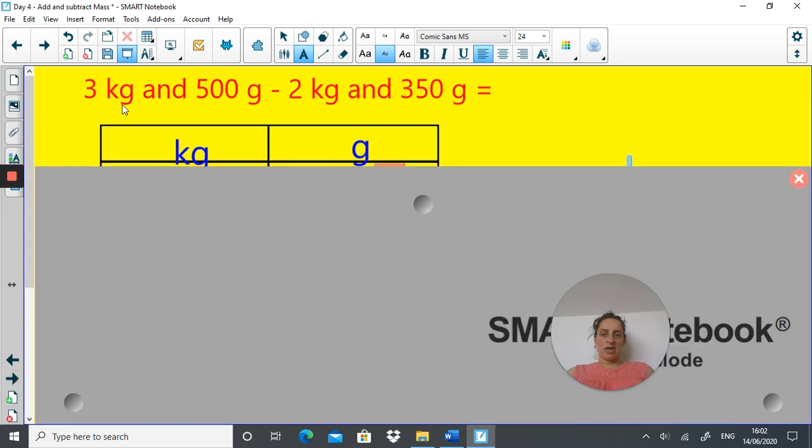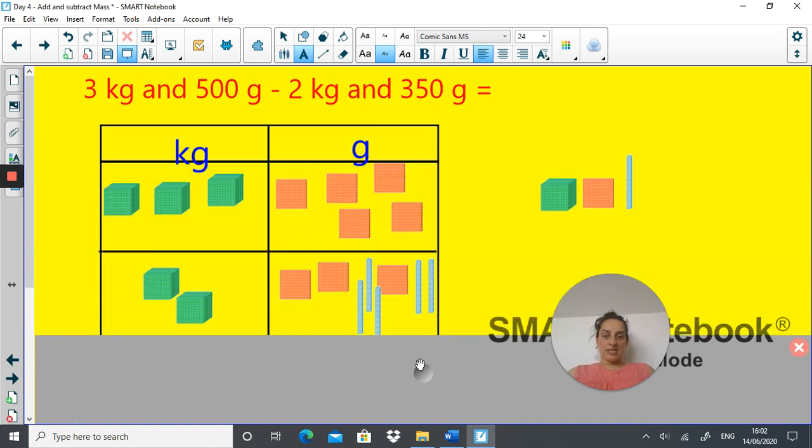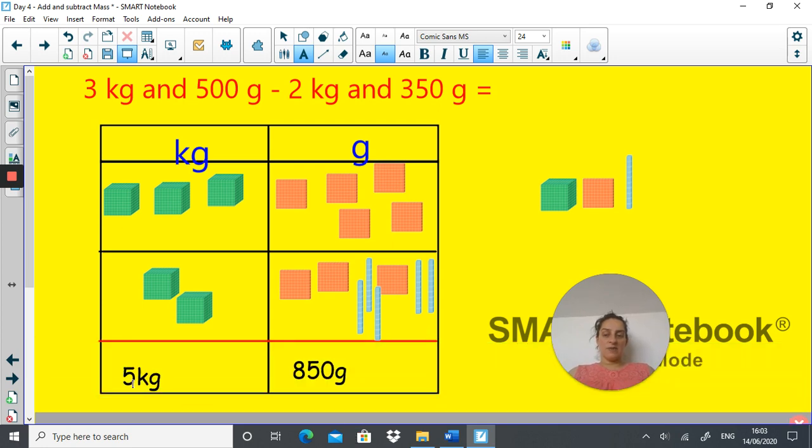Now, I want you to try this one. You can draw your grid and represent the Dean's base 10 with your rods and dots and squares. Off you go. So, here we go. I put the Deans in there to represent these two numbers, 3 kilograms and 500 grams, 2 kilograms and 350 grams. And the answer I had was 5 kilograms and 850 grams. So well done if you got that right.